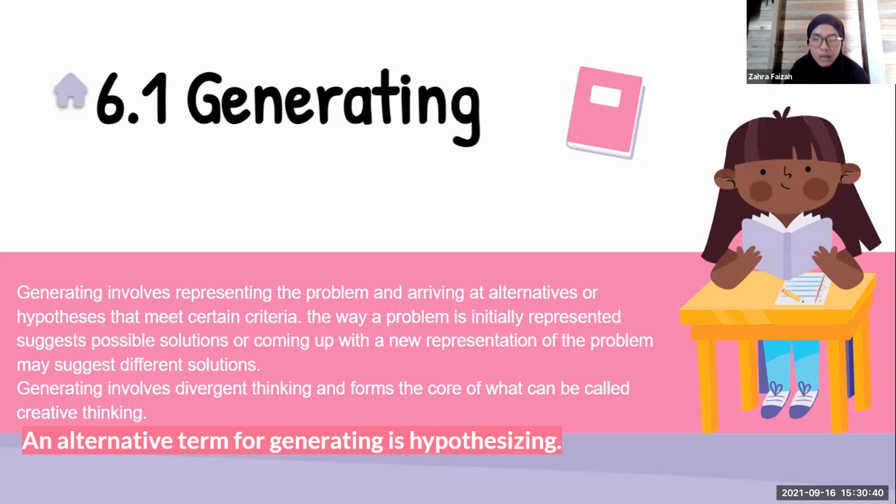All right, this slide will be explained by Suri. For 6.1, generating: generating involves representing the problem and arriving at alternatives or hypotheses that meet certain criteria. The way of solving the problem is initially to represent it, suggest possible solutions, or come up with a new representation of the problem, which may suggest different solutions. Generating involves divergent thinking and forms the core of what can be called creative thinking. So generating can also be called hypothesizing. Next, please.